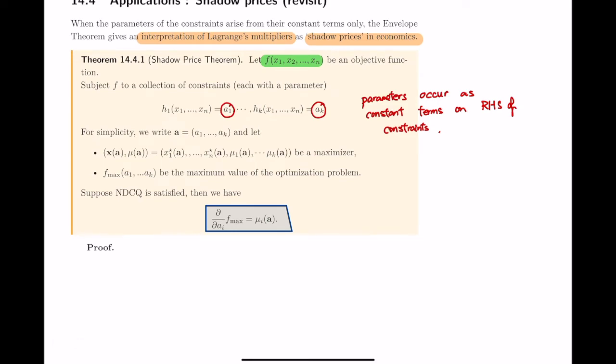So let, as usual, L be the Lagrangian. In this case, the Lagrangian is given by the objective function minus, well, how many constraints do I have? I have 1, 2, 3, up to k constraints, so I need k Lagrange multipliers. So mu1 times the first bracket coming from the first constraint, so I have h1 minus a1, and then minus mu2 times h2 minus a2, and so on until the last constraint, minus muk times hk minus ak.